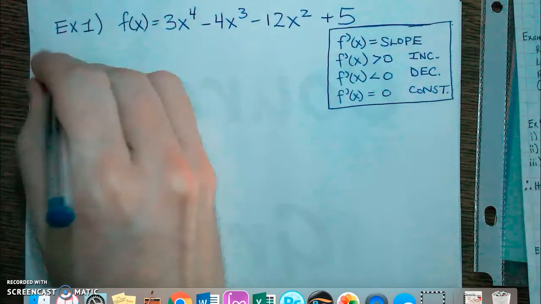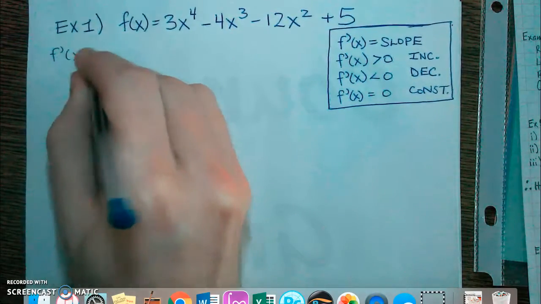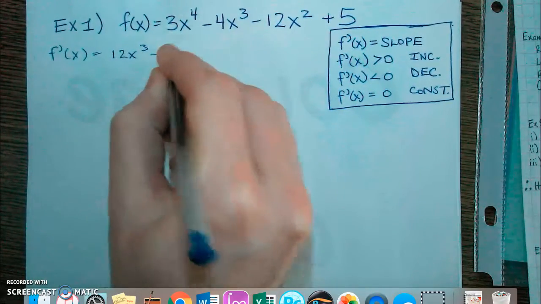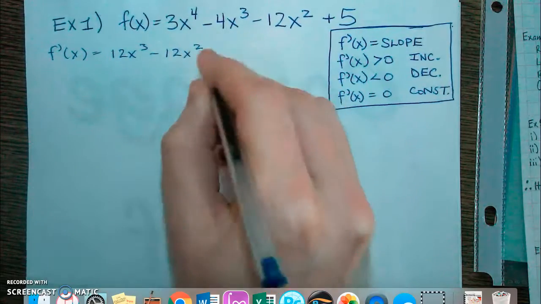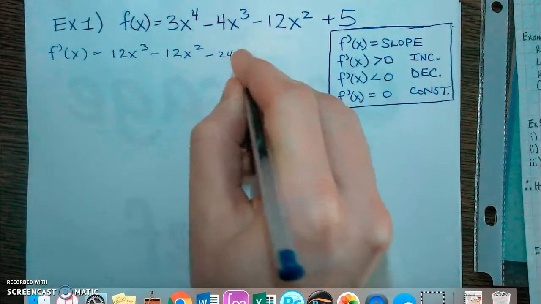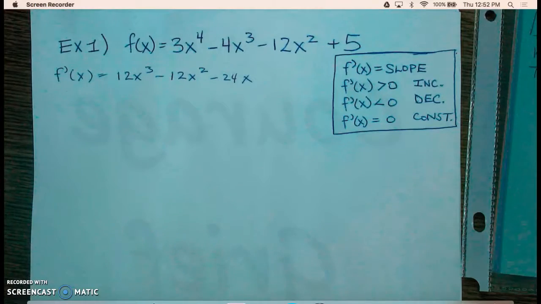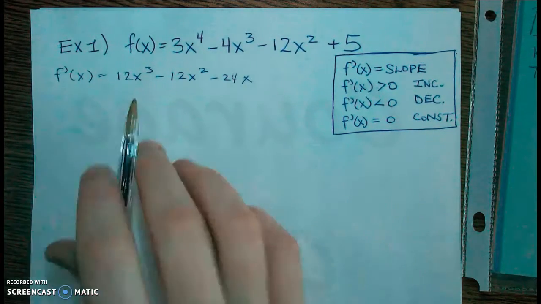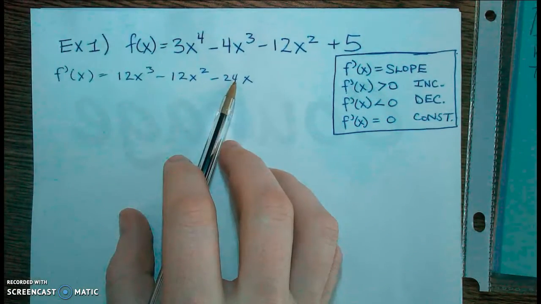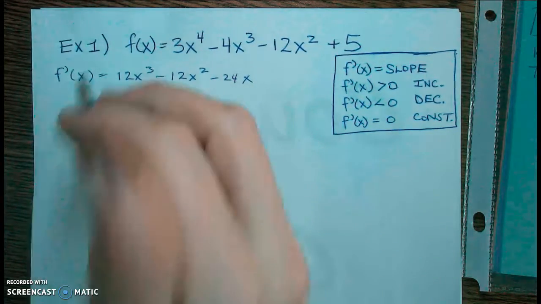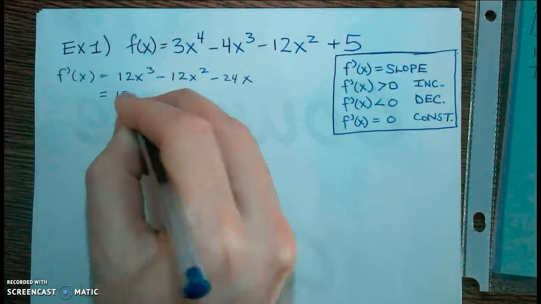So my derivative would be 12x cubed minus 12x squared minus 24x. So we've got our derivative. And then what you need to do is factor it. So first look for what the function has in common. So they all have a 12 and they all have an x. So we're going to factor out a 12x.